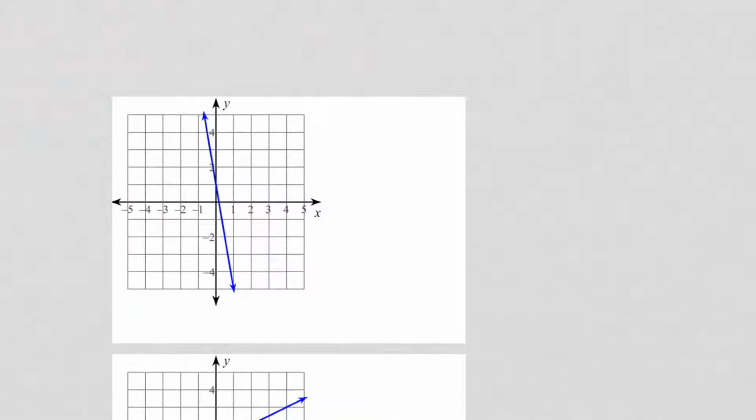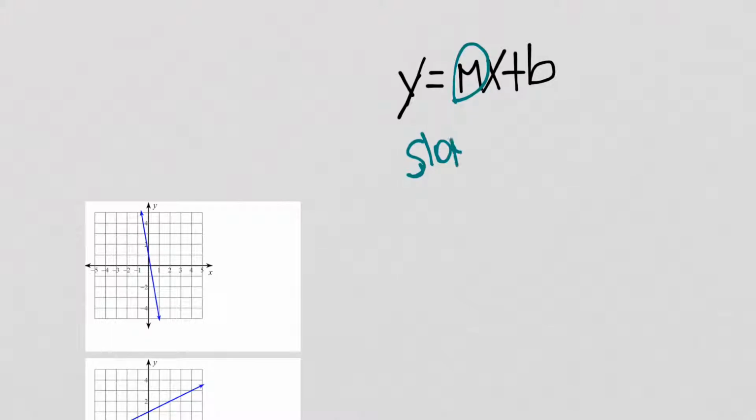For this station, you will be writing me the slope-intercept form of the equation. So you're going to be giving me the equation of the line. Remember, slope-intercept form is y equals mx plus b, where the m identifies the slope, so that will be a number. The b identifies your y-intercept, so that will also be a number. Other than that, everything else remains as part of the equation.